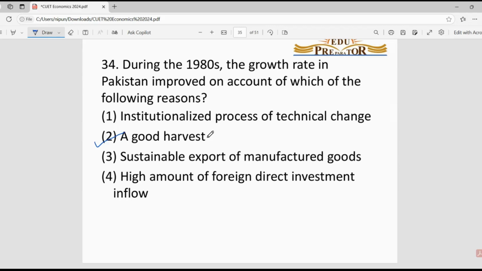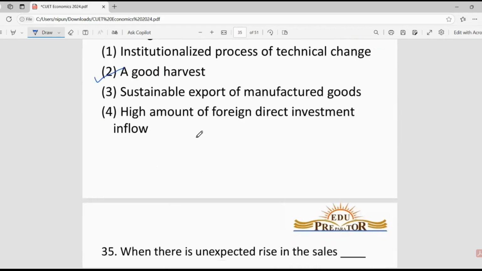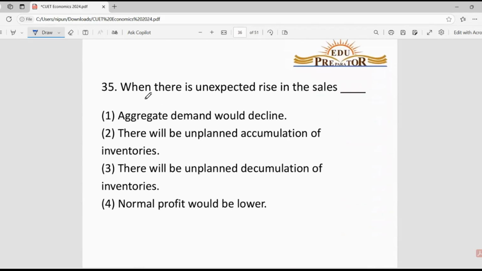फसल अच्छी थी तो उनका ग्रोथ रेट इंप्रूव हो गया. फसल बेकार हो गई तो ग्रोथ रेट 90s में आकर फिर से कम हो गया. So the correct answer is a good harvest. 35th क्वेश्चन पर आते हैं.